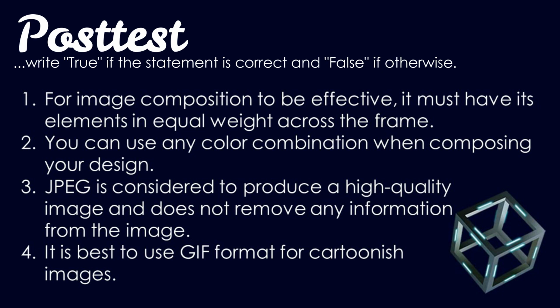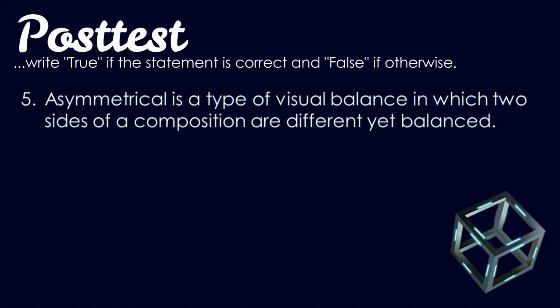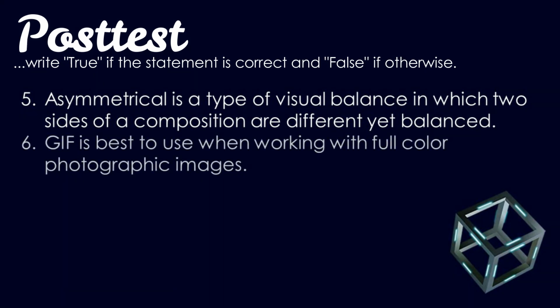Number 4. It is best to use GIF format for cartoonish images. Number 5. Asymmetrical is a type of visual balance in which two sides of a composition are different yet balanced. Number 6. GIF is best to use when working with full-color photographic images.